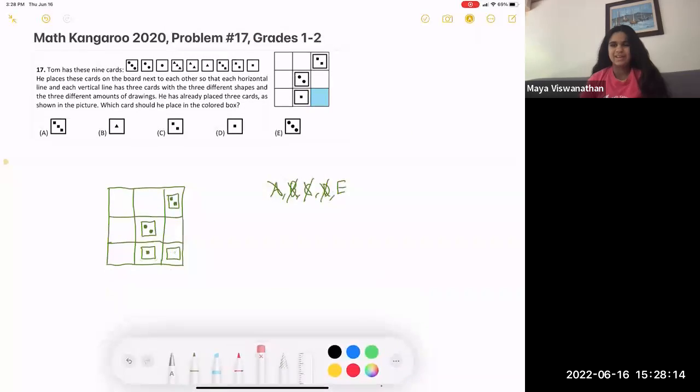And so we really hope that E is going to work, otherwise we'll be in trouble. But if we draw E, which is 3 circles, we see that it does work. 3 is a different number than both 1 and 2, which are the other cards that are on either the same horizontal line or vertical line. And it's also circles, which is different than the other 2, which are both squares. So we see that E works, and our answer is E. Thank you.